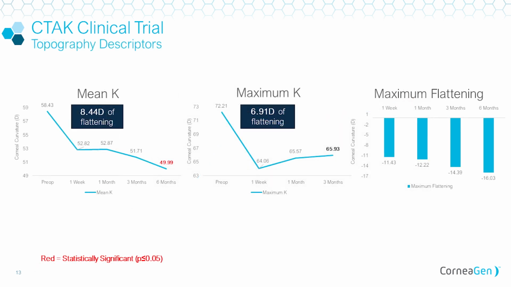Topographically, we're seeing the same incredible results. When you look at the mean keratometry, the average flattening for these patients was just under 8.5 diopters. The maximum K, and there are a few reasons why that doesn't even fully capture what's happening in these patients, is just under 7 diopters. And if you actually look at where the maximum flattening is happening in the cornea, at 6 months, we're seeing an average in these patients of 16 diopters of flattening. So this is just an amazing amount of flattening to see in some of these moderate and severe cases.